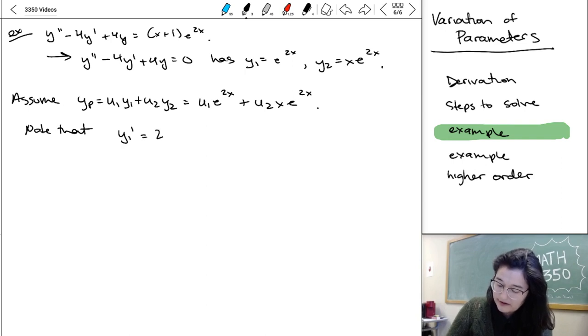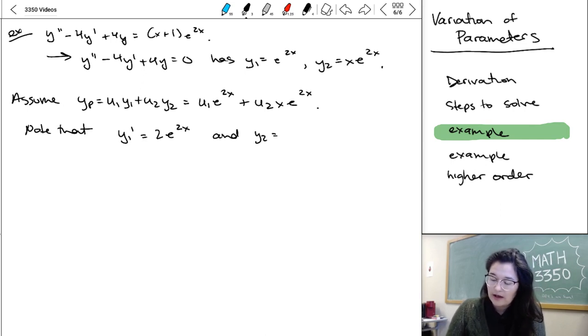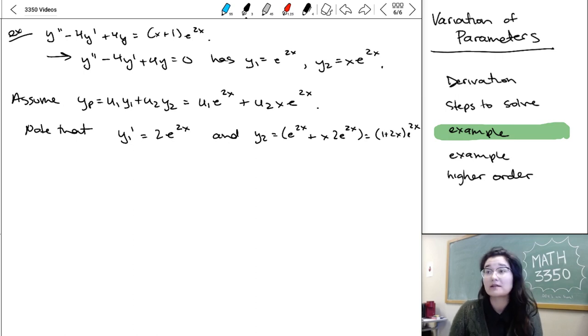y1 prime is just 2e to 2x. The 2 comes down. And y2 prime needs a product rule. I'm going to get derivative of x is 1 times e to 2x, plus x times 2e to 2x, or just (1 plus 2x) e to 2x when I group everything back up.